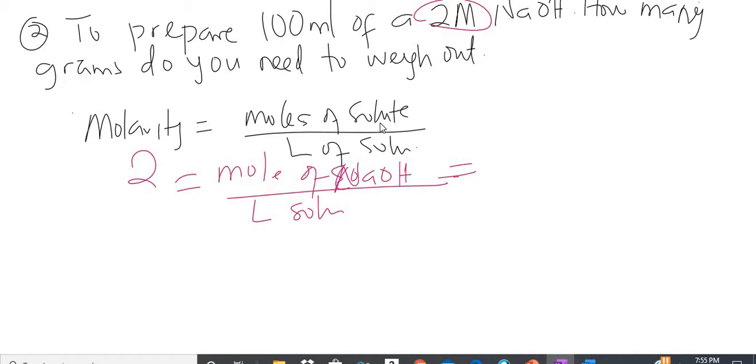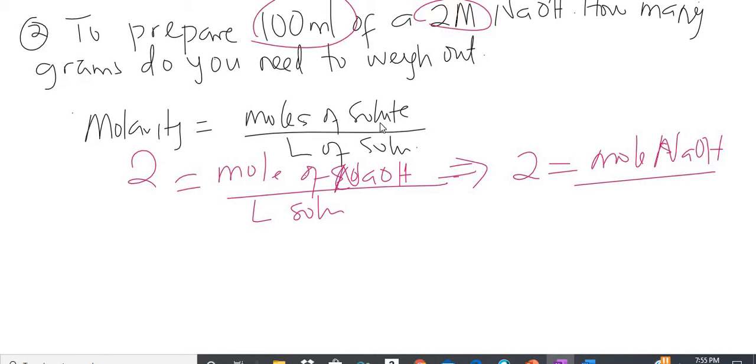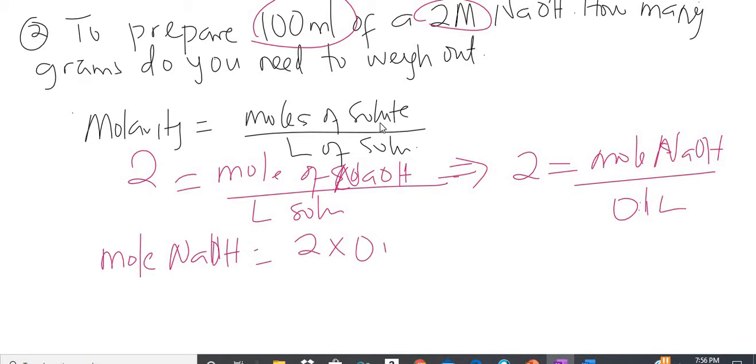So that gives us 2 equals moles of sodium hydroxide over our liter of solution, which is 100 ml, which is going to be 0.1 liter. So our moles of sodium hydroxide is going to be 2 times 0.1 liter, which is going to give us 0.2 moles.